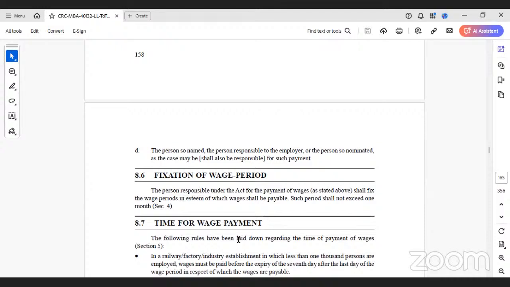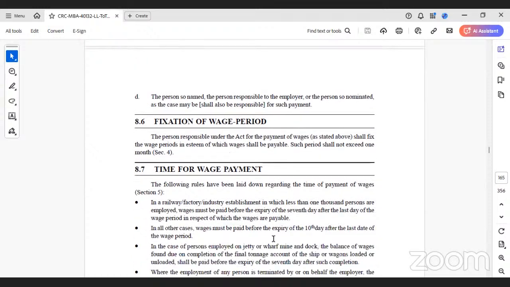Next, the fixation of the wage period. The person responsible under the Act for the payment of wages shall fix the wage period based on the rules of the factory and the terms and conditions. The wage period should not exceed 1 month. As for the time of wage payment, in the case of railways and factory establishments in which less than 1,000 persons are employed, wages must be paid before the expiry of the seventh day after the last day of the wage period in respect of which the wages are payable. So every month, the 7th should be the date. In other cases, the wages have to be paid before the 10th of every month.